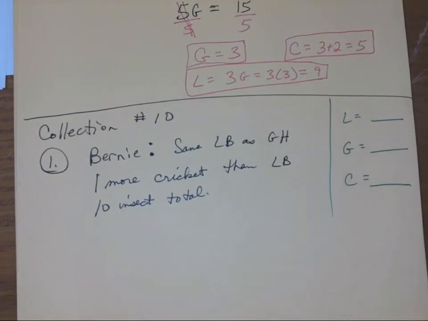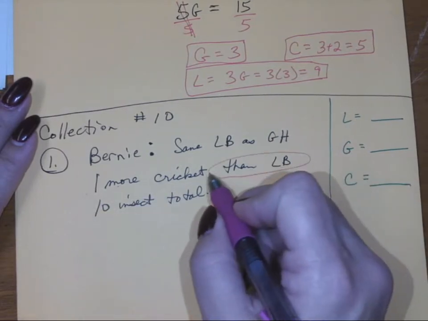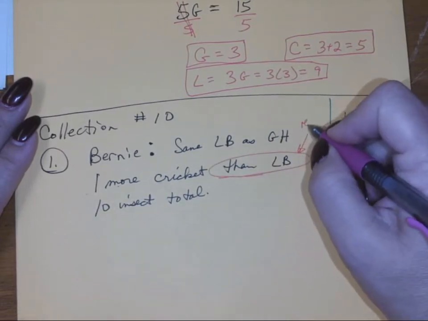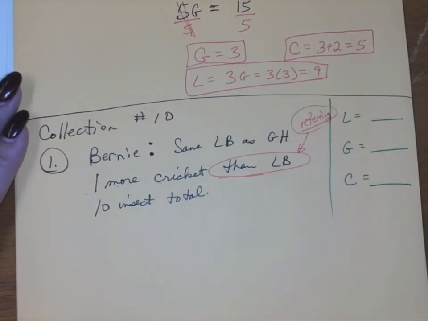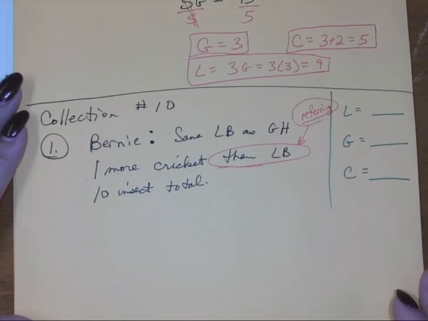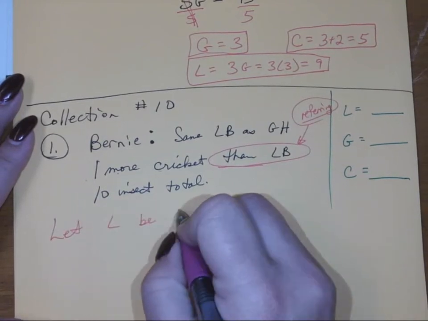All right. So let's talk about Bernie, shall we? Same number of ladybugs as grasshoppers, which means L equals G. It doesn't really matter which direction I go. But as I look at this middle statement here, one more cricket than ladybugs, I see again I'm referring to ladybugs, right? So I would just like to kind of use my ladybugs as my unknown. So I'm going to let L be ladybugs.